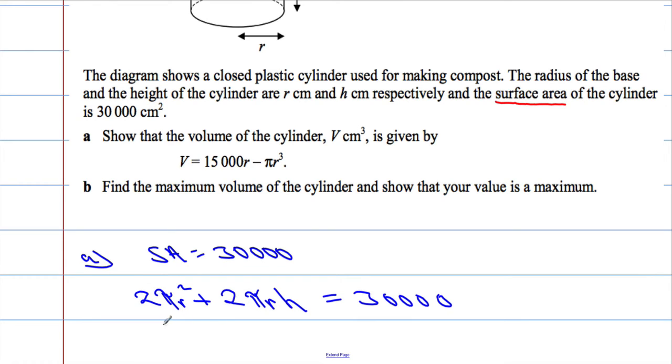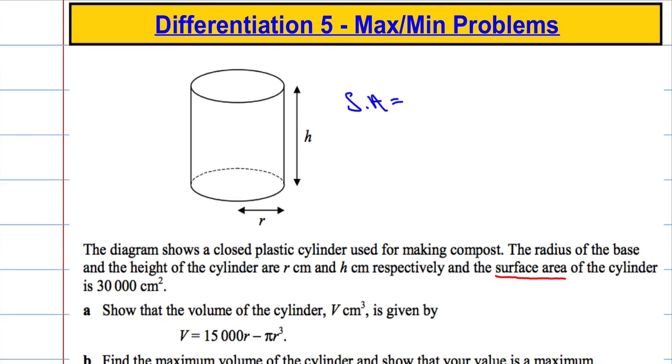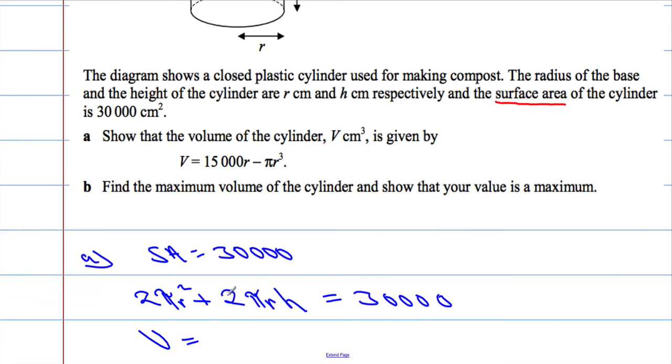We're also told that the volume, well, what is the volume of a cylinder? It's going to be the area of the base multiplied by its height. So pi r squared times h.